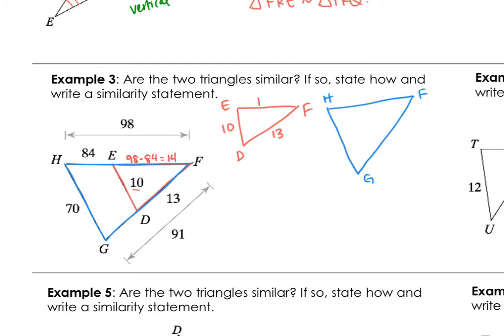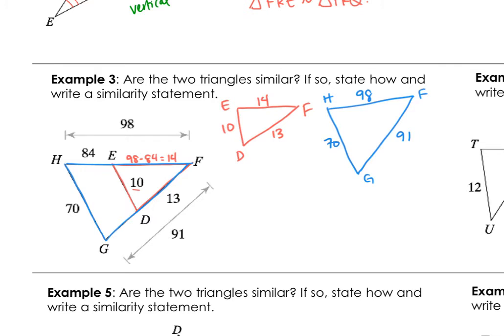So EF is 14. Okay, in the bigger triangle, HF is 98, GF is going to be 91, and then we have HG, which is 70.